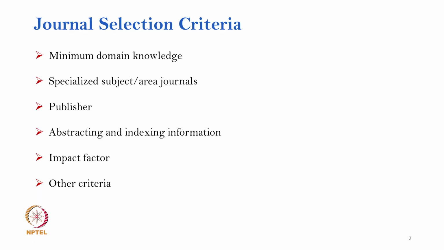Another important criterion is the impact factor. Even if a journal is indexed in Web of Science and Scopus, we look at what its impact factor is, whether it comes under Q1, Q2 or Q3 journals, and some other criteria we can also look at for selecting journals for analysis.